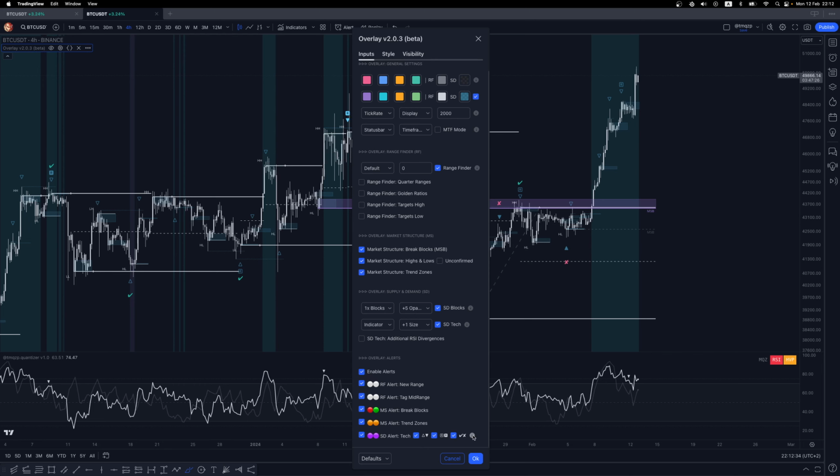There's a tiny little info box here that says SD tag alerts do not work in multi-time frame mode. So take that into account, right? If you're in multi-time frame, so if this option is on, and you're watching market structure that's from a higher time frame, the alerts will not trigger because it doesn't work on that. So you have to have this off for these alerts to work. It's very important, right?